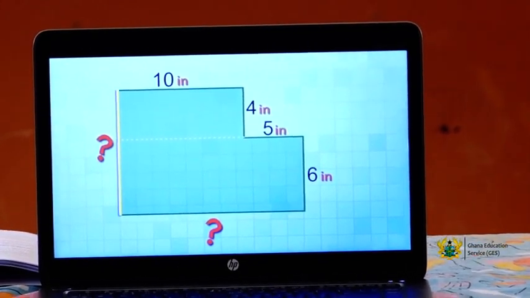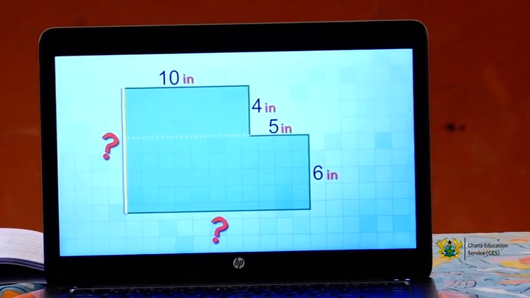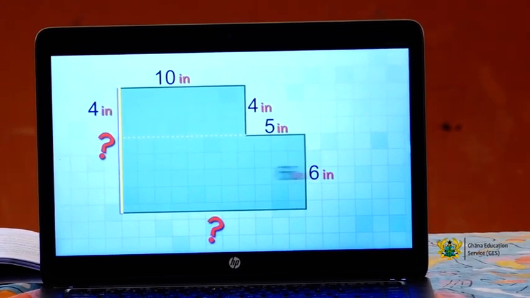By doing that, you can see that the missing length would just be the combination of the two vertical lengths that we do know, 4 inches and 6 inches. And since 4 + 6 = 10, the missing vertical side must be 10 inches long.